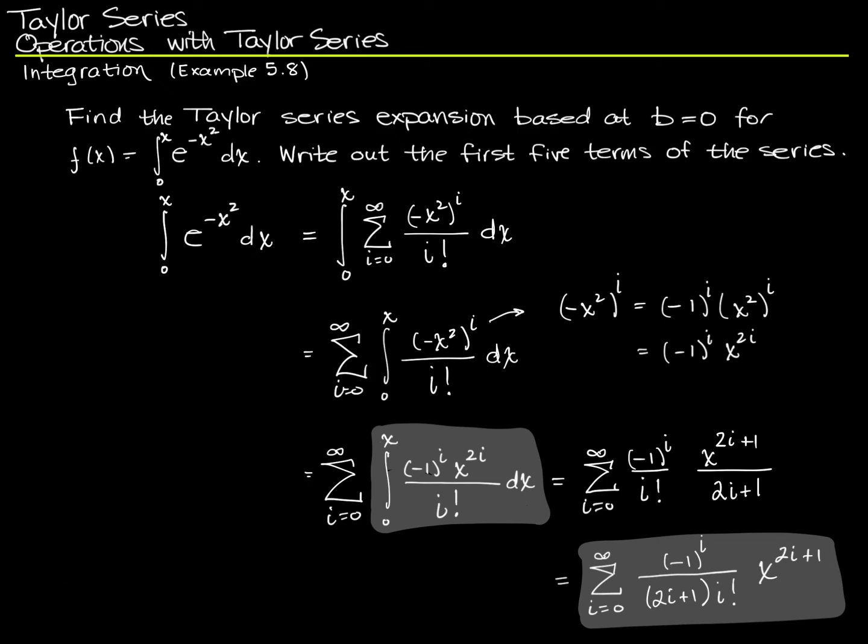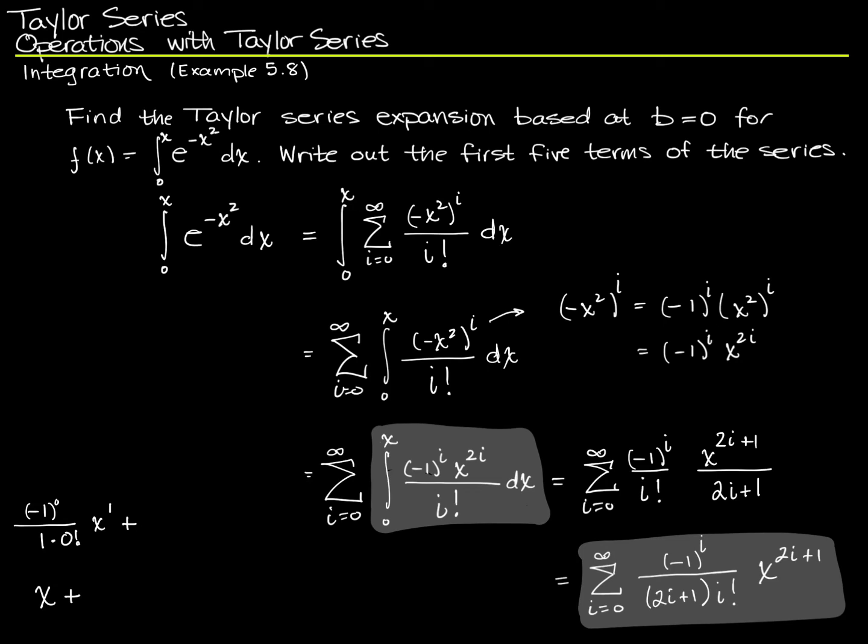Notice that I'm starting at i equals 0. So I have negative 1 to the power of 0 over 2 times 0 plus 1 times 0 factorial times x to the 2 times 0 plus 1. That's my first term, the term I get when i equals 0. Anything to the 0 power is 1, except for 0, but that's not the problem here. I have 1 over 1 times 1, 0 factorial is 1, times x. So my first term is just x.